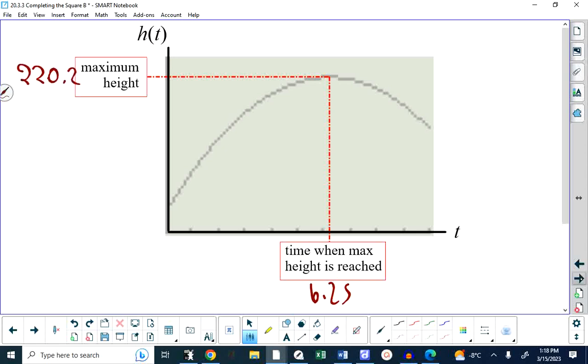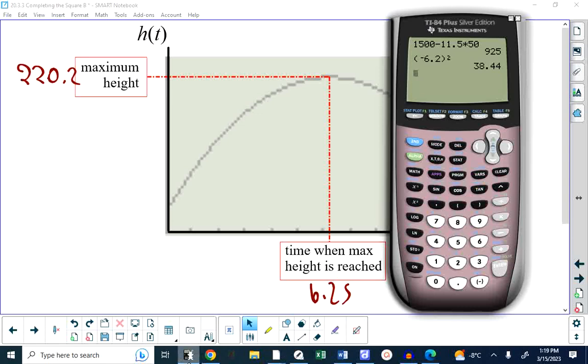So, does the question ask, what is the maximum height? How long to reach the maximum height? What is the maximum height? 220.2 meters. How long does it take to reach the maximum height? 6.2 seconds.